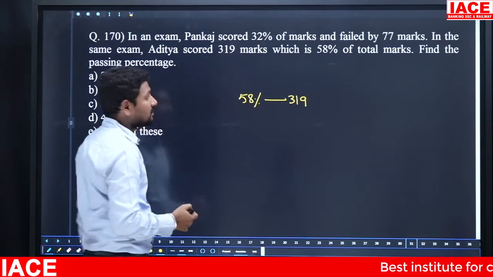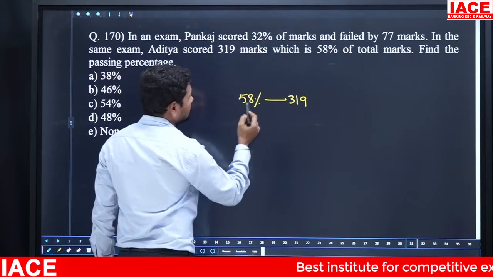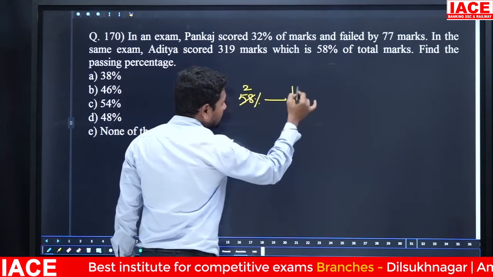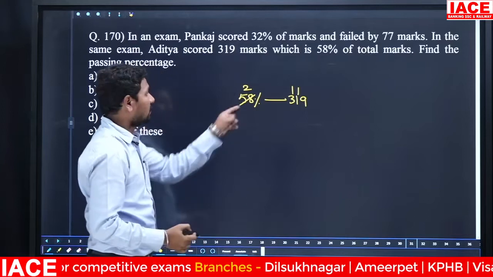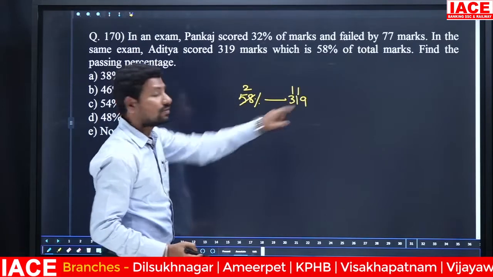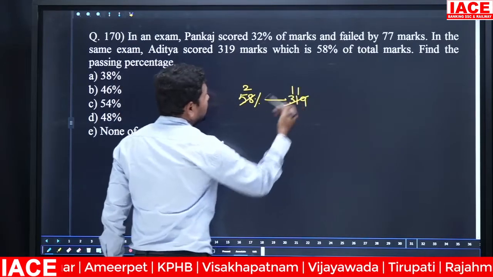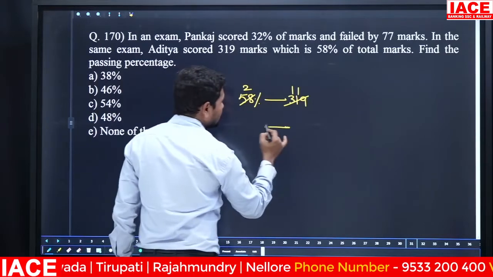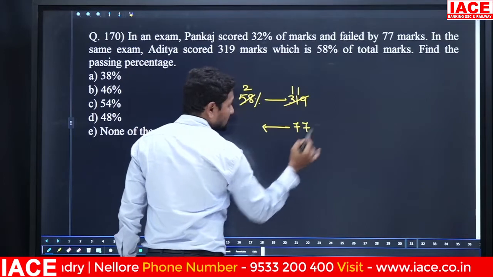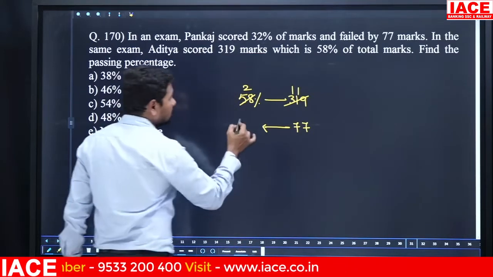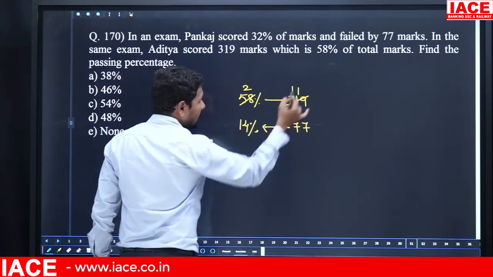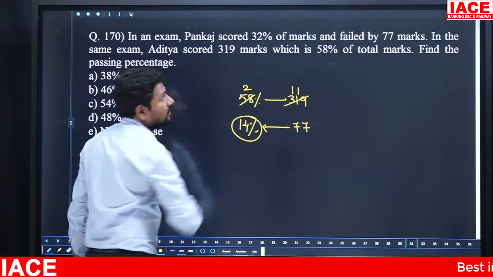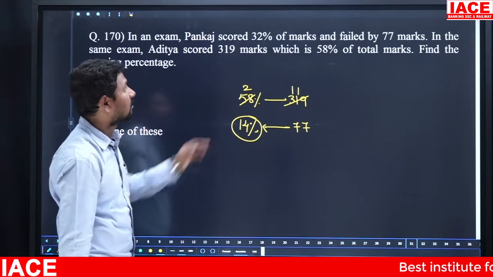We'll cancel the values. 58 will be cancelled with 29. 29 2s are 58, 29 11s are 319. That means every 2% is equal to how many marks? 11 marks. Every 2% is equal to 11 marks, so 77 marks is equal to how much percentage? 11 to 77 how many times? 7 times. 7 2s is how much percentage? 14 percentage.